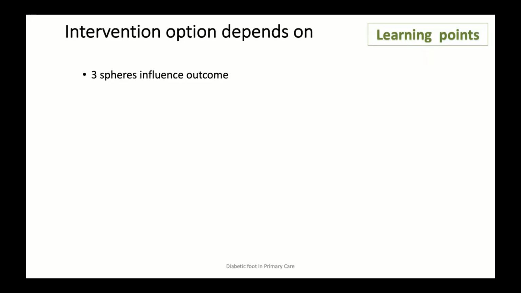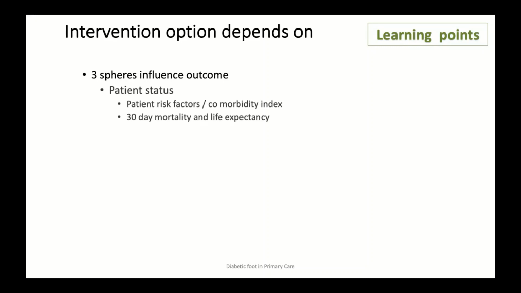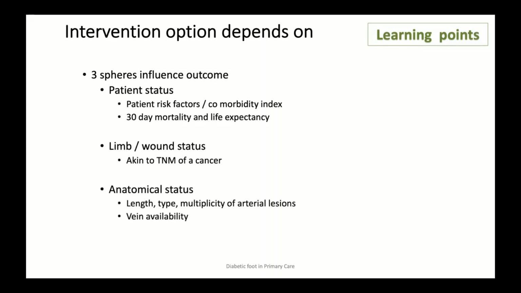So when we see a patient like Sunil, there are important things we look at after diagnosing critical limb ischemia to decide what we are going to do. And there are three spheres. We look at the patient to understand what the patient's risk factors are. We look at the wound and the limb, and look at the anatomy. And we look at all these three things in combination when we want to decide what we would do.